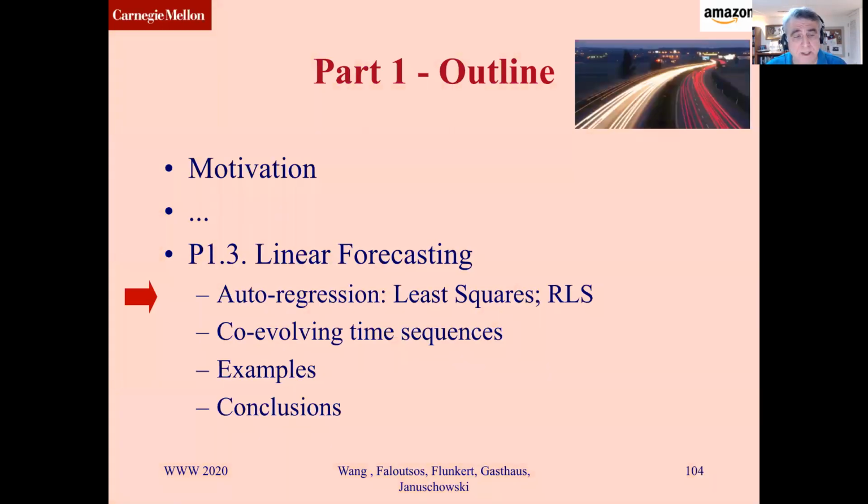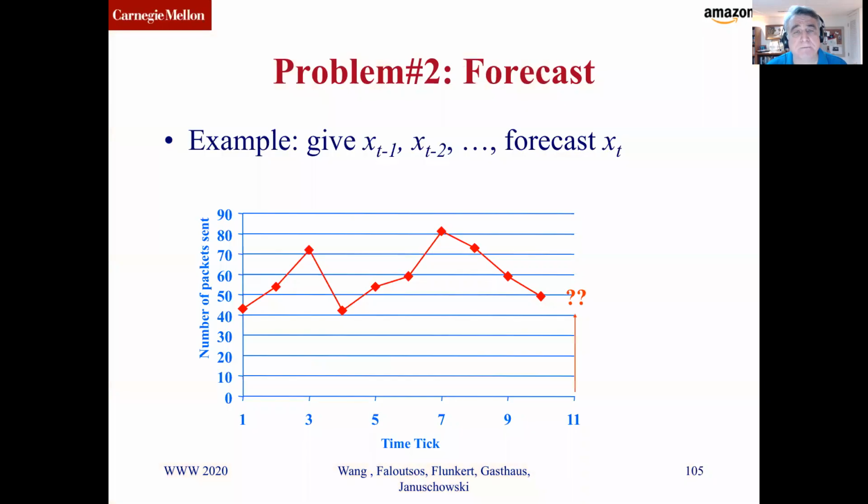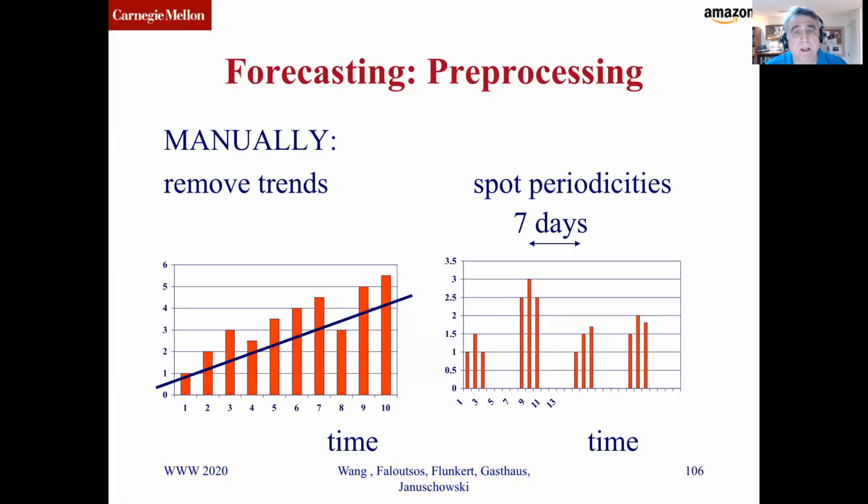So let's see the first part, autoregression and least squares. Remember, the problem is to forecast the 11th day. Statistics textbooks say that the first thing to do is to remove trends. If the temperatures go up, we should remove the trend. The second step is to spot and remove periodicities, seasonally adjusted, as the meteorologists say.